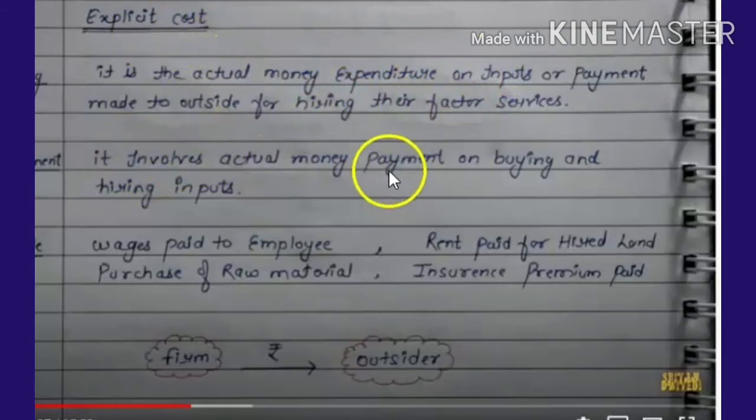It involves actual money payment on buying and hiring inputs. So it's actual money payment on buying and hiring inputs. Examples may be wages paid to the employees, rent paid for hired land, and purchase of raw materials, insurance premium, etc. So a firm is giving some rupees to the outsider, so that is known as explicit cost.